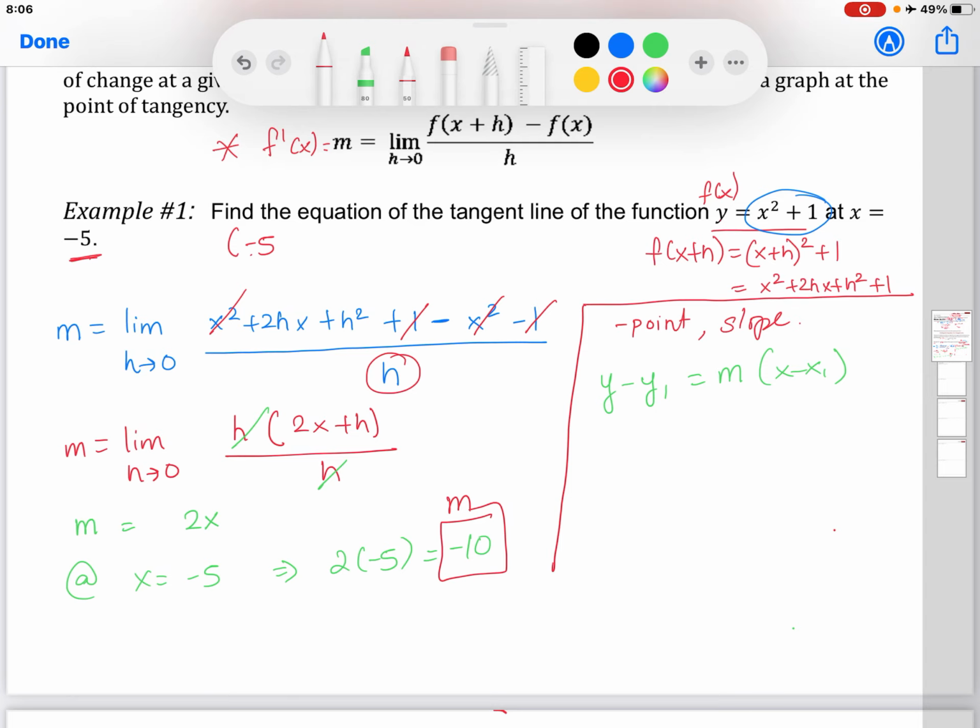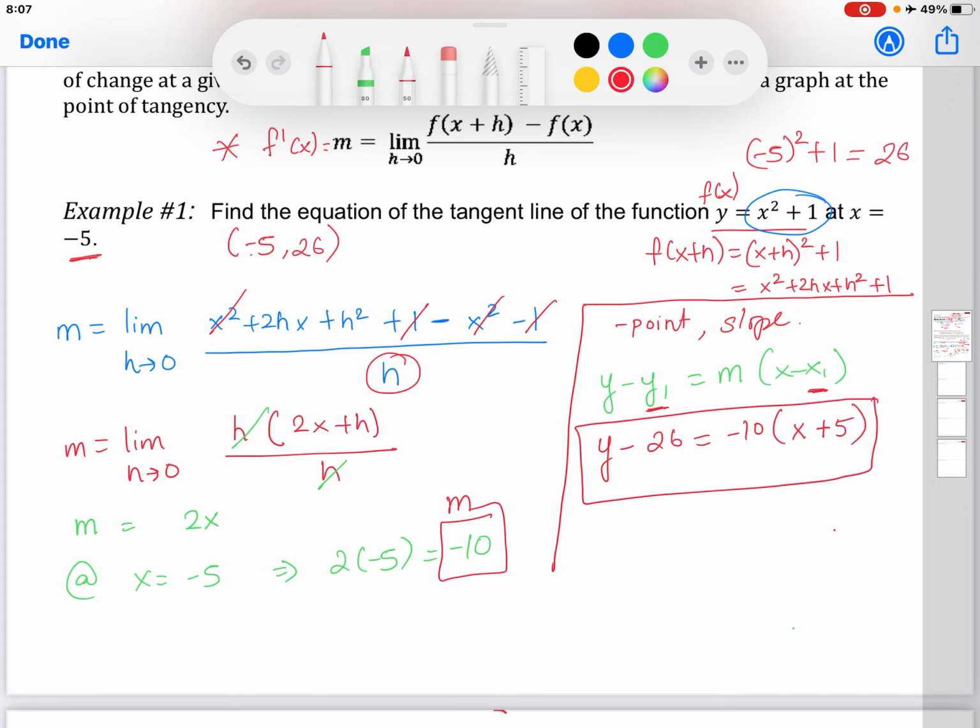Can I not substitute negative 5 in here? So it will be what? Negative 5 squared plus 1, which is 25 plus 1, is 26. So you got negative 5 comma 26 as your point. So I'm going to substitute in for y1 and x1. So y minus 26 is equal to m, which is negative 10, times x minus negative 5, which would be x plus 5, and that's the equation of your tangent line. So this is the equation of the tangent line.